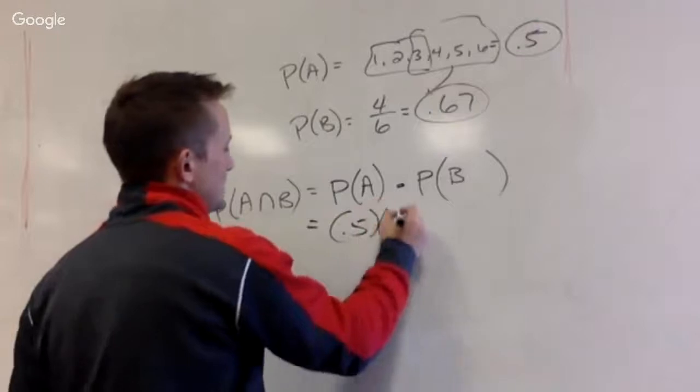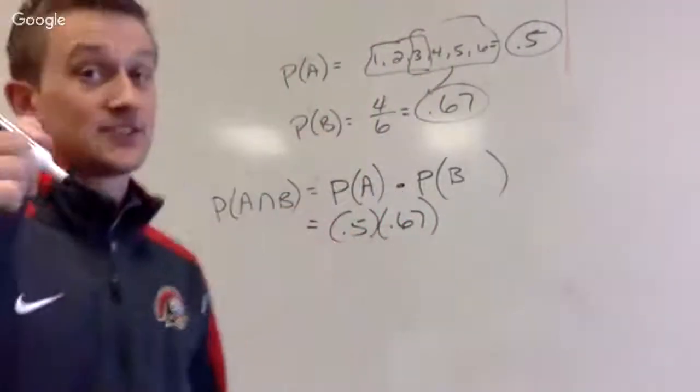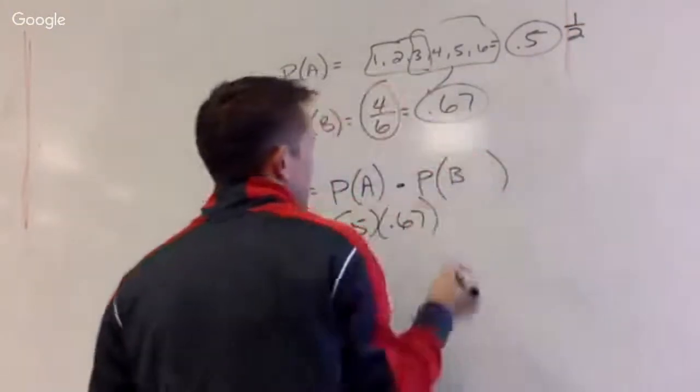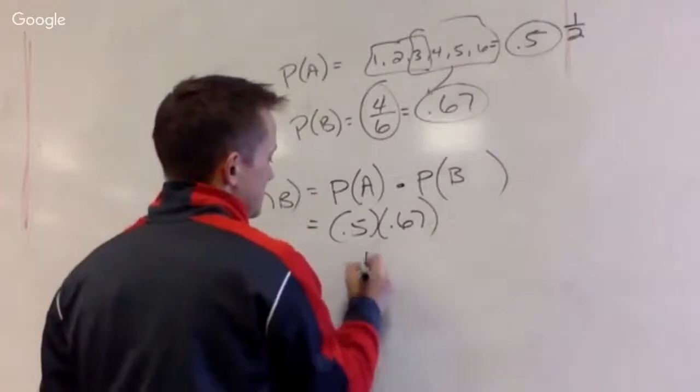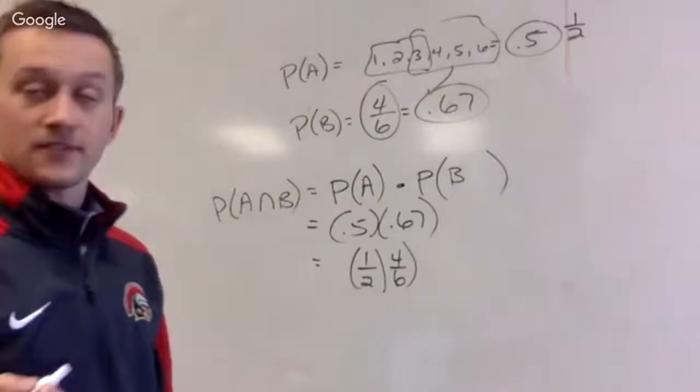Yep, 0.5 times 0.67. And I think they actually did it in a fraction form, which made it a little tougher. If they put it in fraction form, we know this was 1/2 and this was 4/6. So you could just say the same as 1/2 times 4/6, right? And solve for that and go from there.